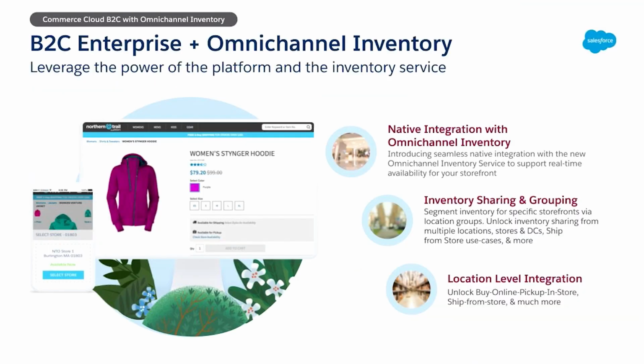So in short, with the out-of-the-box native integration with B2C Commerce and omnichannel inventory, you'll really be able to deliver amazing commerce experiences. Using omnichannel inventory service, you can support that real-time availability to your shoppers on your storefront. And then inventory sharing and grouping allows you to create location groups to segment inventory for specific storefronts. And that location level integration is available to you to allow you to support buy online, pick up in store, ship from store, and more location-specific services for your customers.